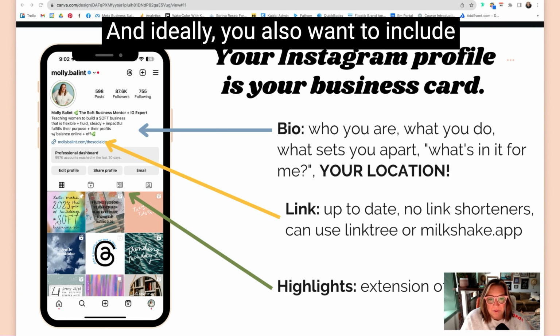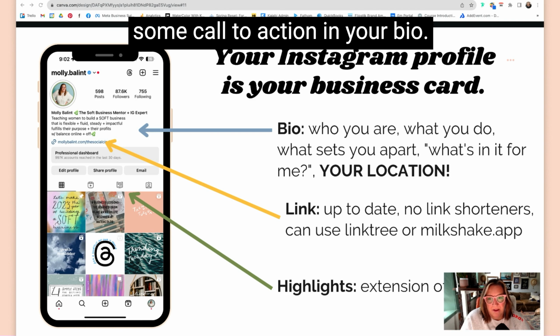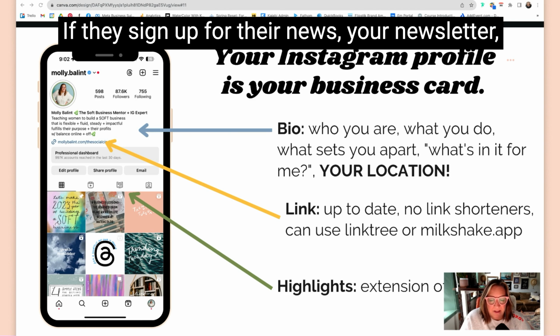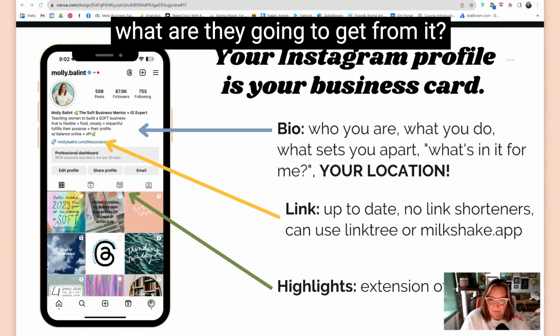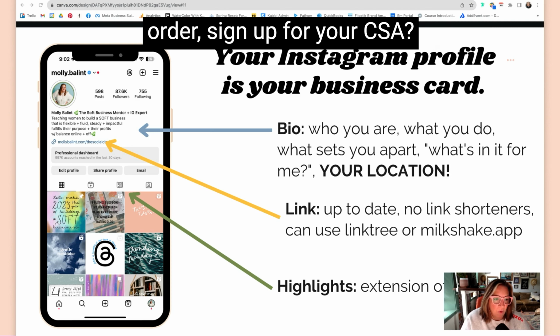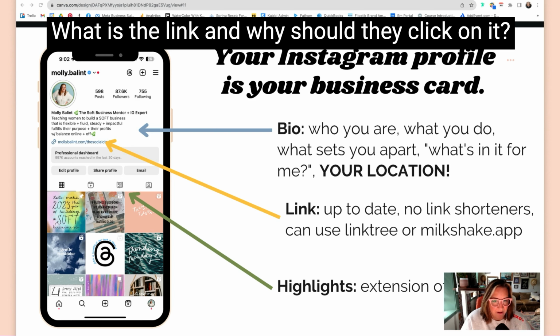And ideally, you also want to include some call to action in your bio. You want to tell people why they should click on your link. If they sign up for your newsletter, what are they going to get from it? If they click on the link, what are they going to be taken to? Is it a place where they can shop, order, sign up for your CSA? What is the link and why should they click on it?